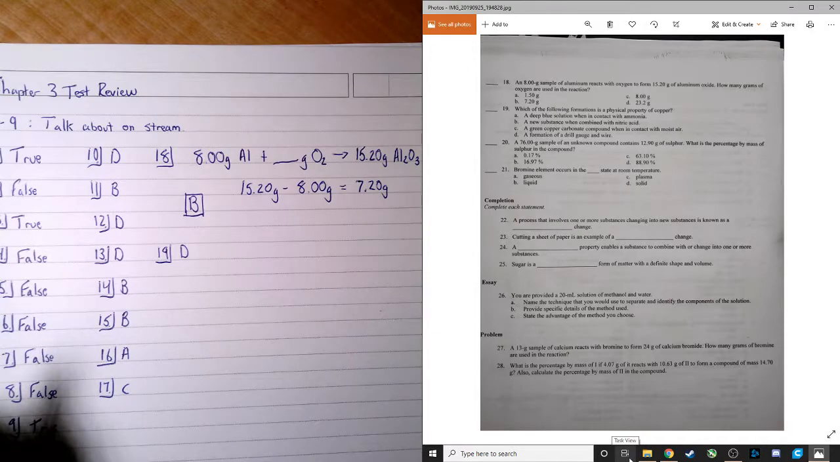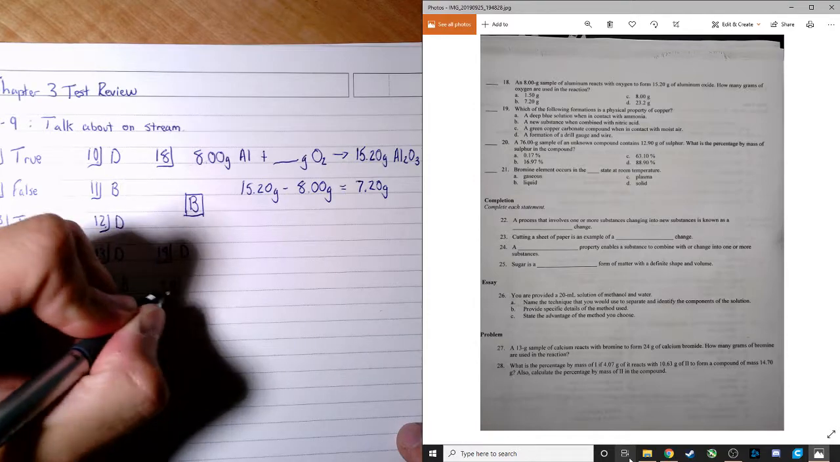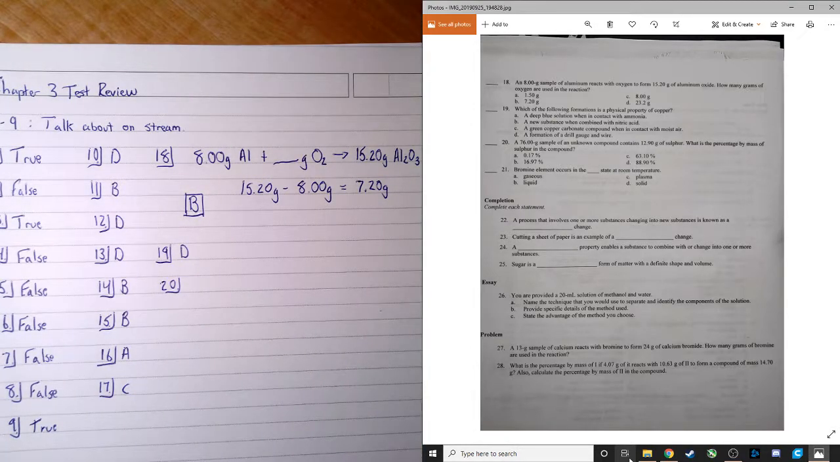All right, 20. Looks like we're back to some math. You have a 76-gram sample of an unknown compound that contains 12 grams of sulfur. What is the percentage by mass of sulfur in the compound? If I remember correctly, these answers are not correct. I believe so, we'll find out. I think it messed up when I was generating this study guide.